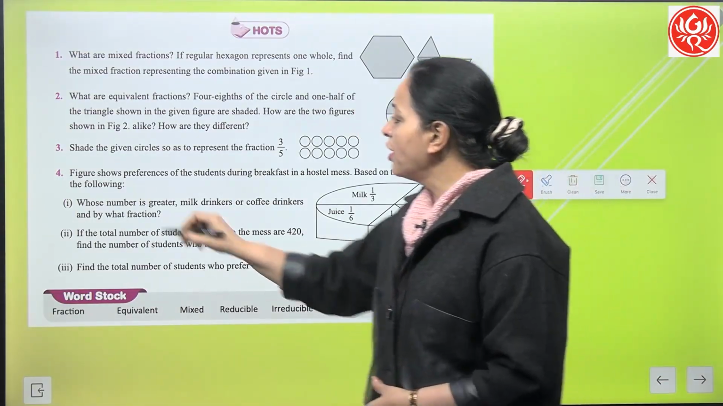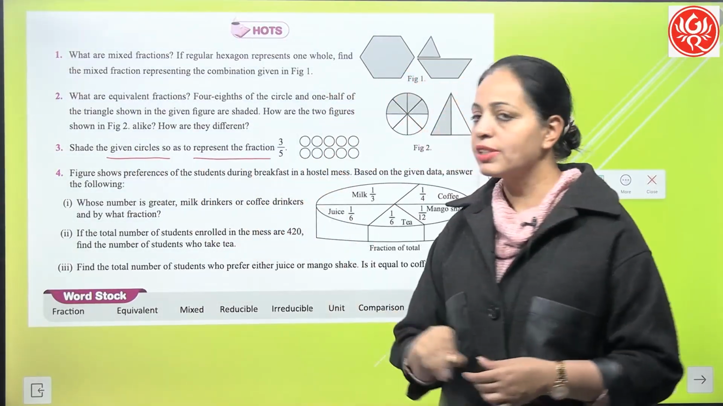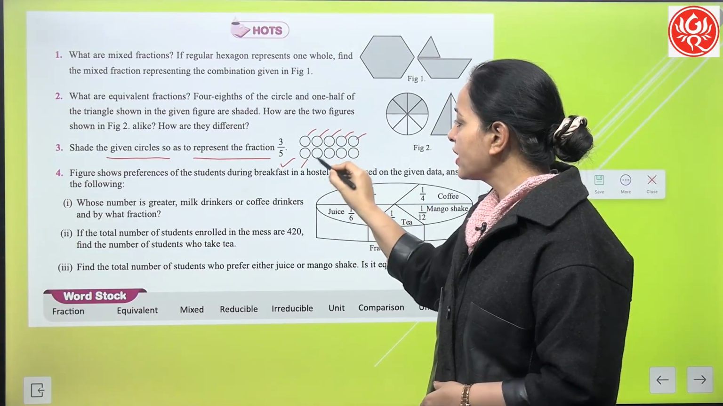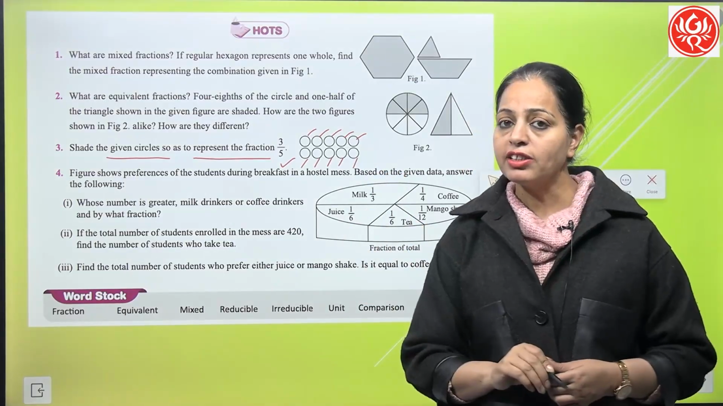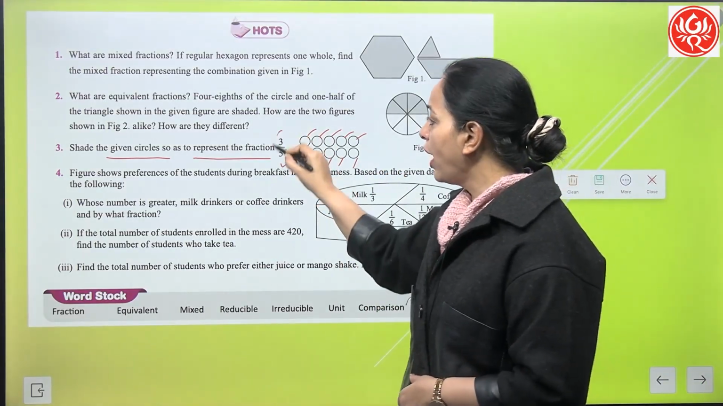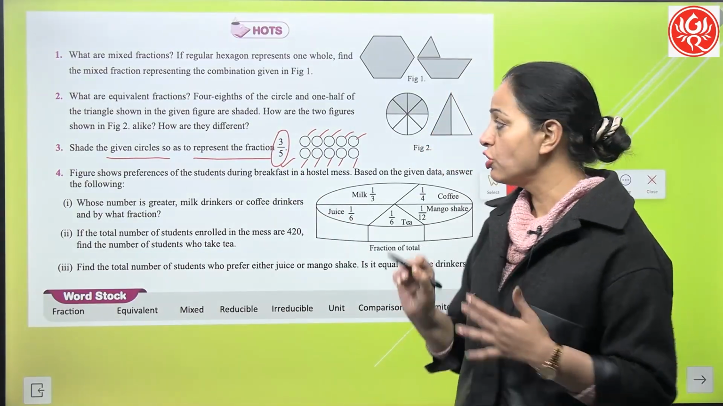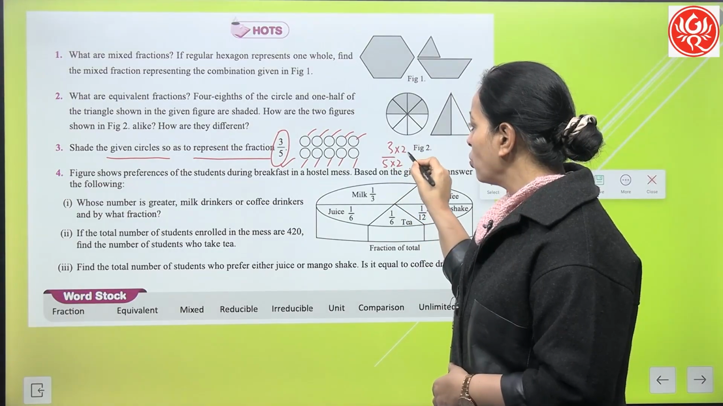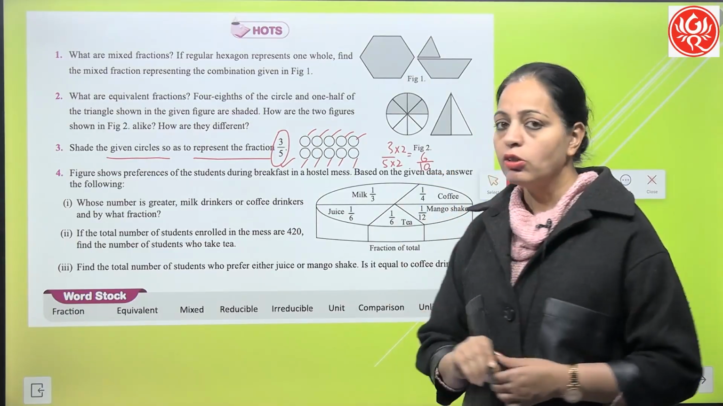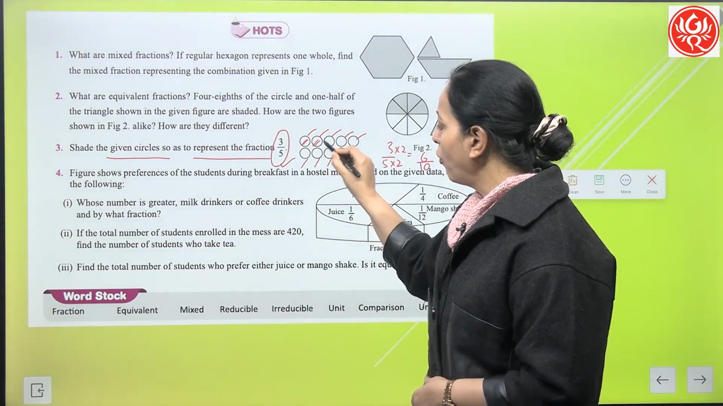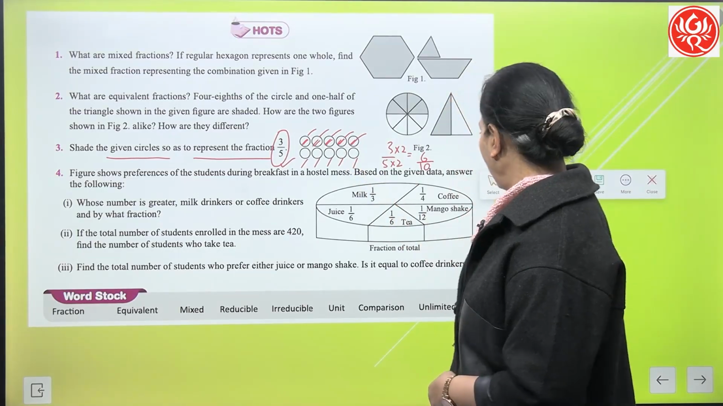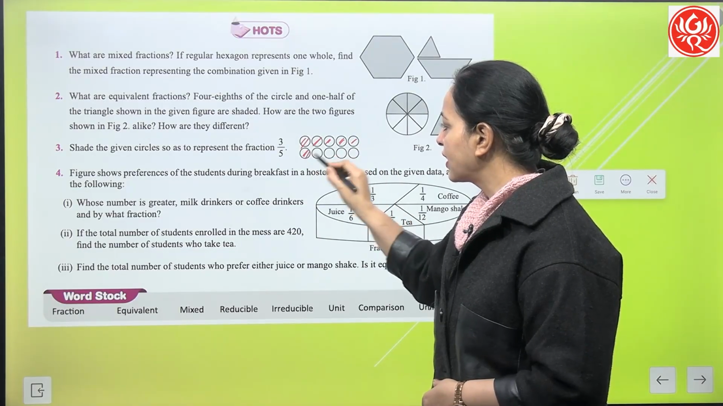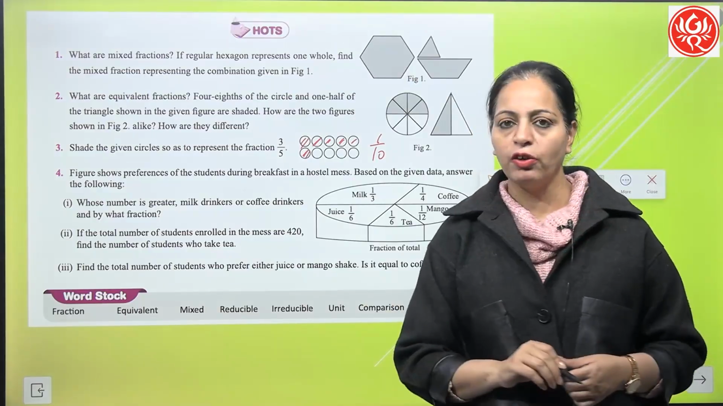Now here third question, shade the given circles so as to represent the fraction 3 upon 5. So here 1, 2, 3, 4, 5, 6, 7, 8, 9, 10. It means total 10 circles, and we have to show 3 upon 5 shaded. So what to do? 3 by 5, make it 10, multiply by 2, it means 6 upon 10. So 6 circles we can shade, 1, 2, 3, 4, 5 and 6. 6 by 10, 6 out of 10, right?